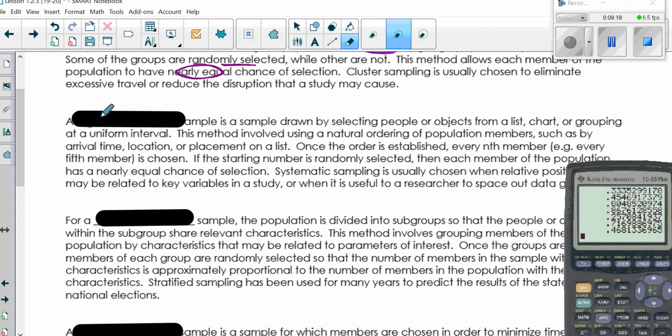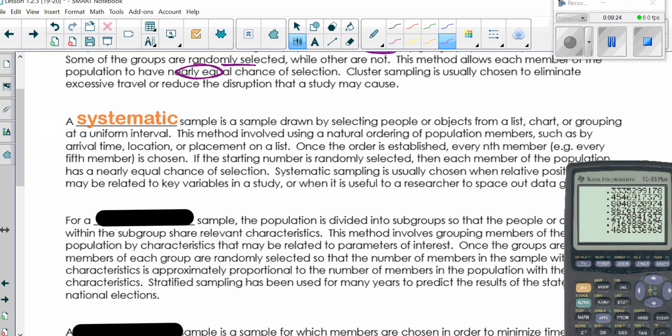A systematic sample is a sample drawn by selecting people or objects from a list, chart, or grouping at a uniform interval. So that's the important thing if you're taking notes here. Systematic means uniform interval. That would be like if we chose every third person who walked into the classroom.